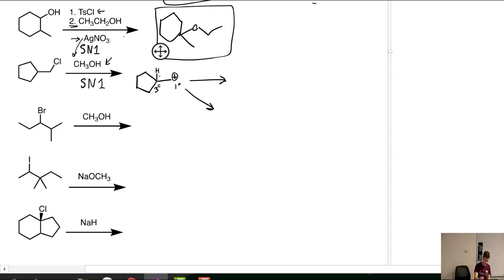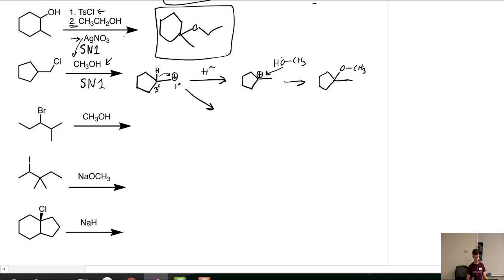So if we do the hydride shift, the hydrogen's going to shift over here. So this is doing the hydride shift. We get this, right? And then the CH3OH can attack it. And we get that.